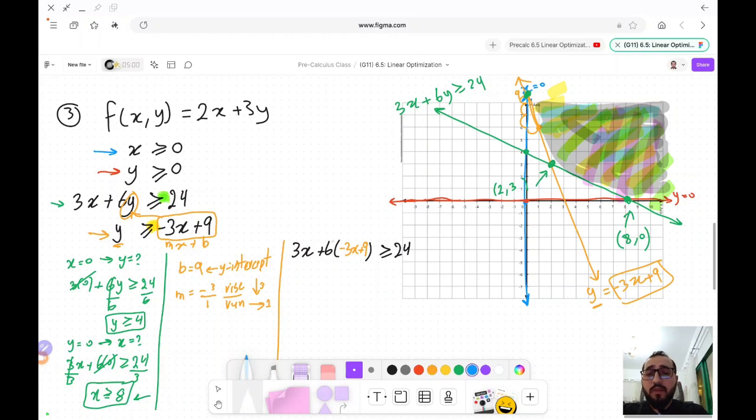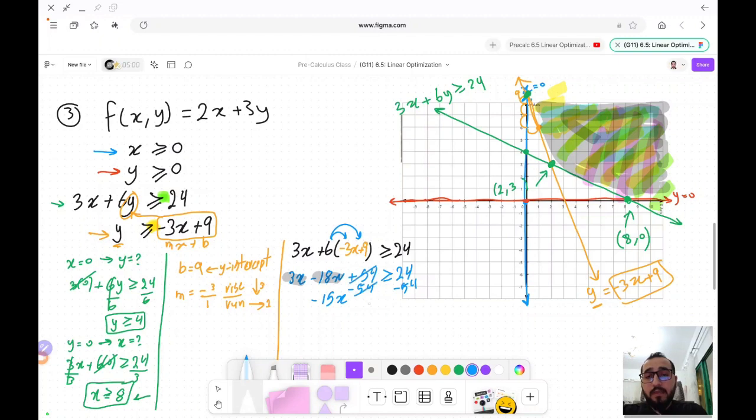Now simplify this. First, the distributive property. 6 times negative 3x is negative 18x. 6 times 9 is positive 54, greater than or equal to 24. Now add the like terms. As you can see, this one is a like term with this one. So 3x minus 18x is equal to negative 15x. Then we subtract 54 from both sides.